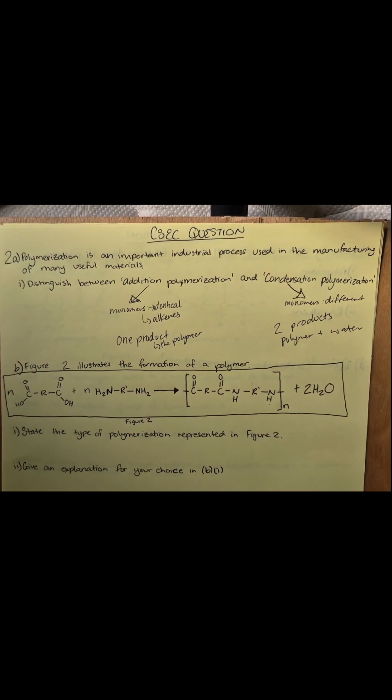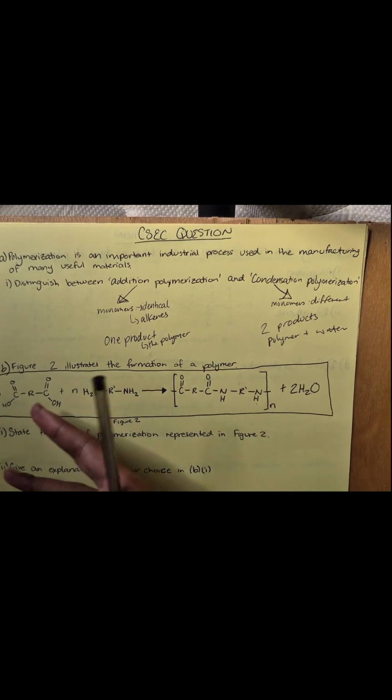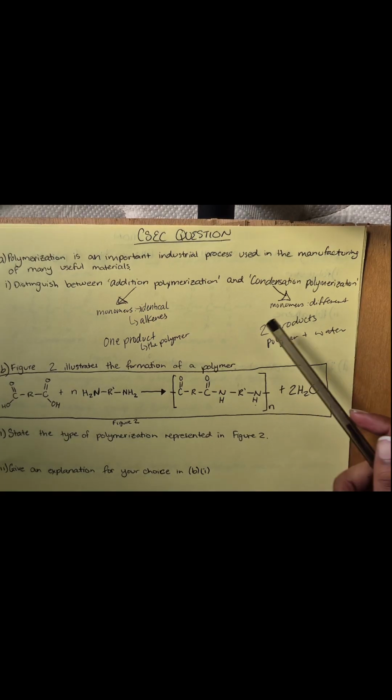Next part. Figure 2 illustrates the formation of a polymer, and they gave us figure 2. State the type of polymerization represented in figure 2. So if we look at our differences, we know that if the monomers are identical, then it's addition. But if the monomers are different, it's condensation. So we look at what they're joining together. Those look like two different things to me. This one has acids, this one has amines. So that's already a sign that it's condensation. It's two different monomers.